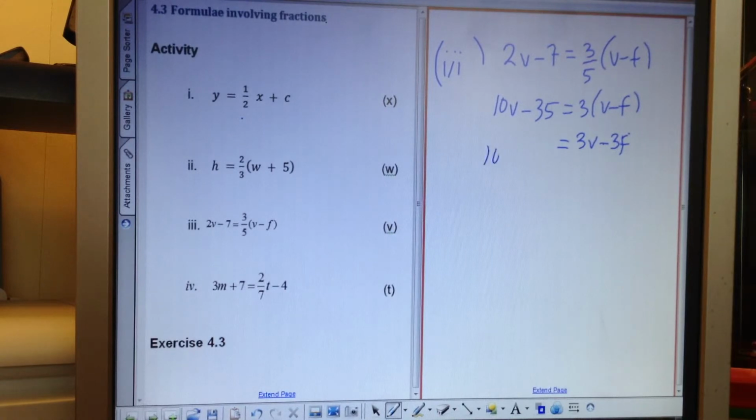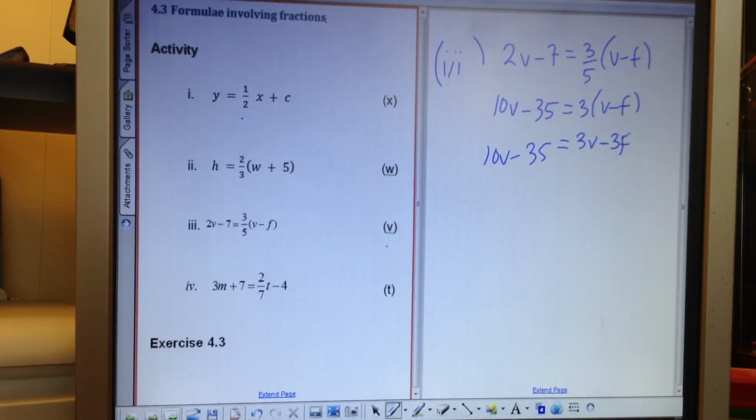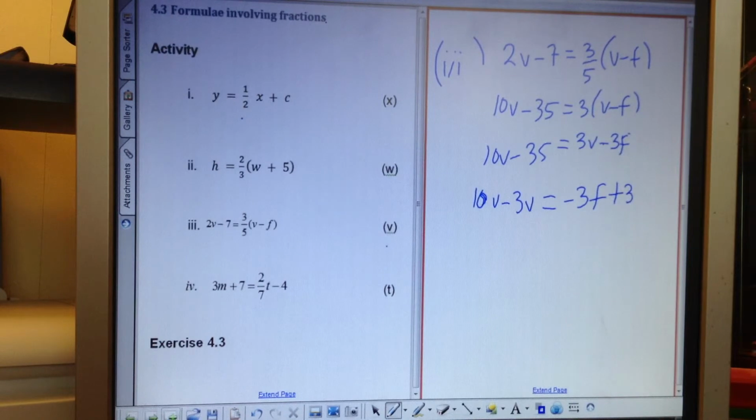That means that 10v minus 35 equals 3v minus 3f. But we want to make v the subject, so we then group the terms with the v's to one side. So we're going to get 10v minus 3v equals, we have our minus 3f there already, so we add our 35. This can be reorganized to have the 35 in front minus 3f. That means that over here 7v will be equal to 35 minus 3f. Therefore v equals 35 minus 3f over 7.